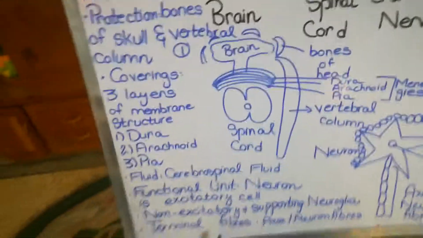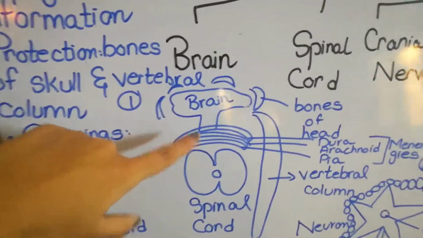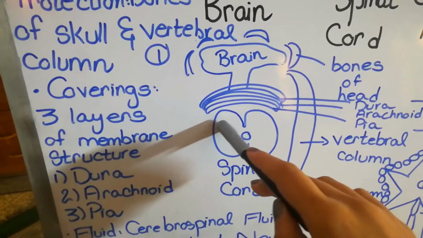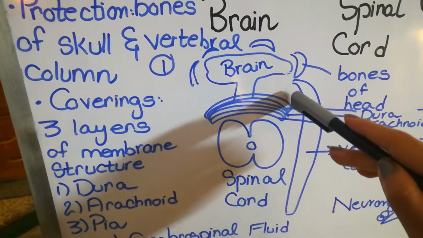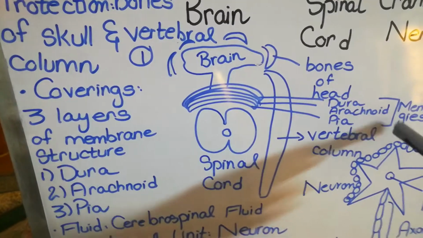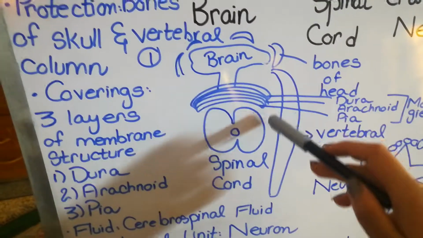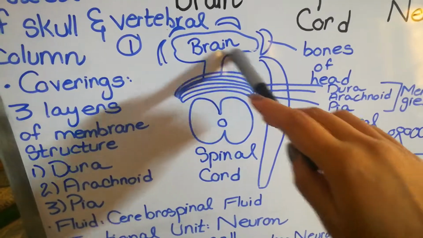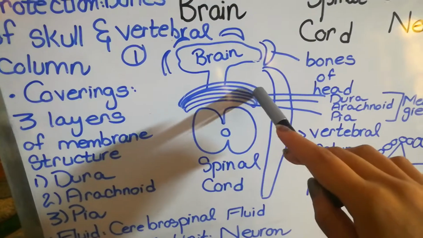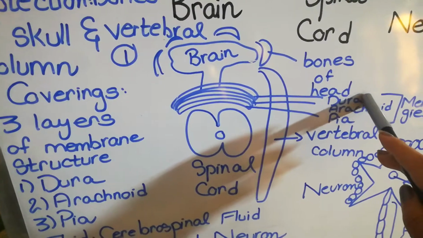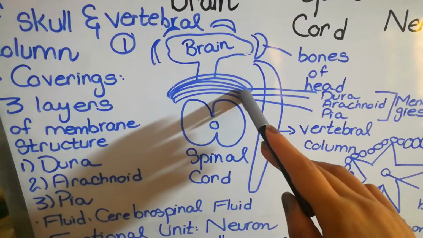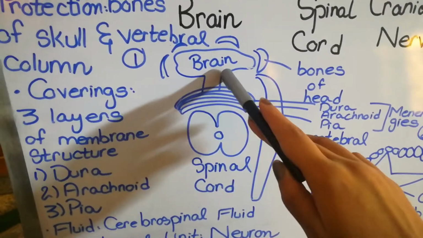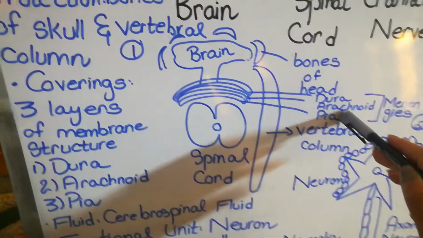Then we will study that the brain and the spinal cord have coverings, like they're covered by three layers. These coverings are called meninges, which are the same for both the brain as well as your spinal cord. The outermost covering of the brain and spinal cord is known as the thick dura mater. Then the middle one is called the arachnoid mater, and the innermost, deepest membrane covering of the brain and spinal cord is known as the pia mater.